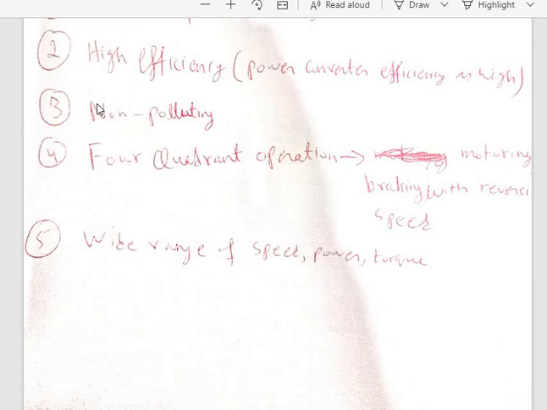Now, this is the end of the basics that I wanted you to know. From the class after this coming week, we will be going into detail of each thing that we have discussed.